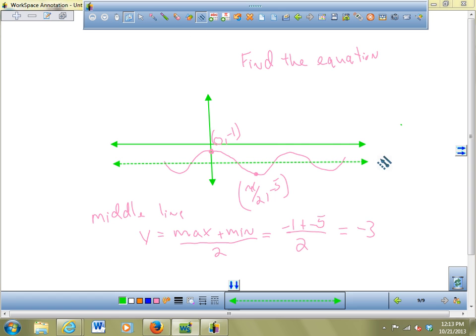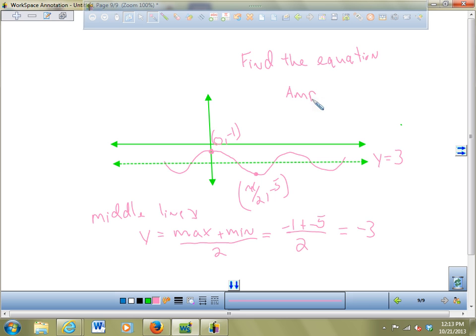That's y equals negative 3. So this is the middle line. You should probably know that formula. It's a good one to know. The amplitude, I'm going to write it up here. In this case, you can look at the picture. If this is negative 3, how far is it from negative 3 up to negative 1? 2. So that's my amplitude.